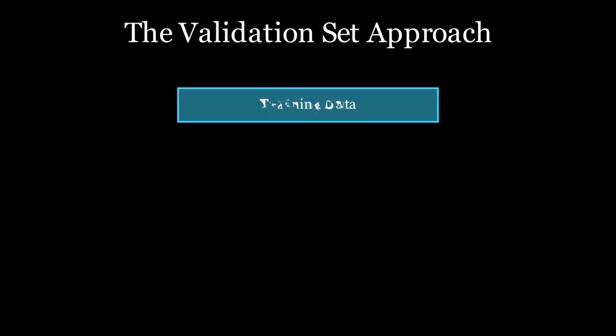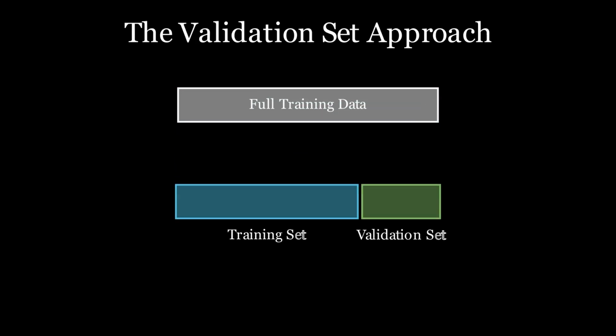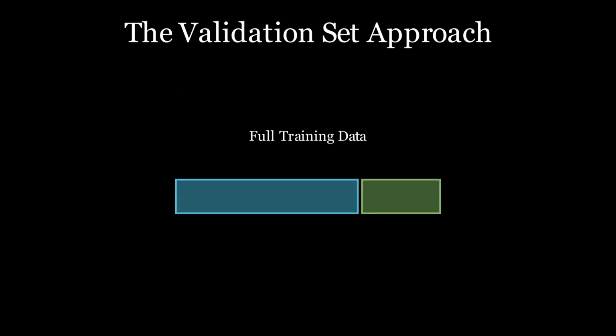Here, we take our full available training data and split it into two distinct parts. The validation set is the part we hide. This makes up around 20 to 30% of the data. The remaining 70 to 80% of the data is used for training. The model fit is assessed by minimizing an error function, such as the mean squared error.